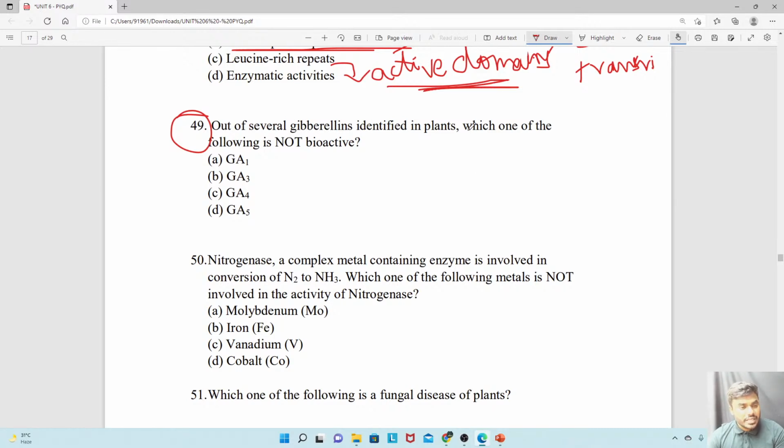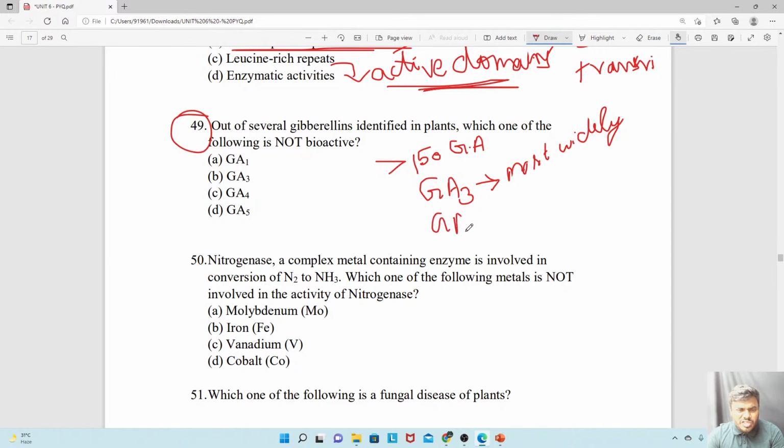Fantastic. So friends, I hope a few people quickly recall, I have told all of you that there are more than 150 types of gibberellic acid derivatives. GA3, gibberellic acid 3, is the most widely studied. The most active form is GA1.